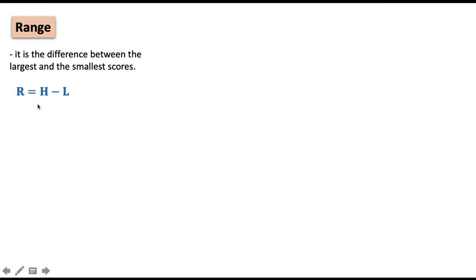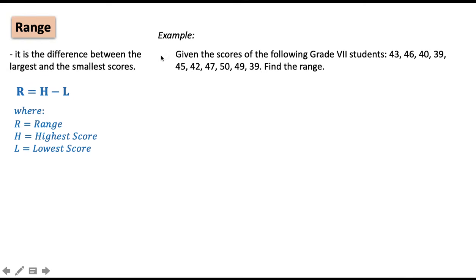This is the formula used. R is equal to H minus L, where R represents the range, H is the highest score, and L is the lowest score. So let us take this given. Given the scores of the following grade 7 students: 43, 46, 40, 39, 45, 42, 47, 50, 49, 39. Find the range. So just simply write the formula.